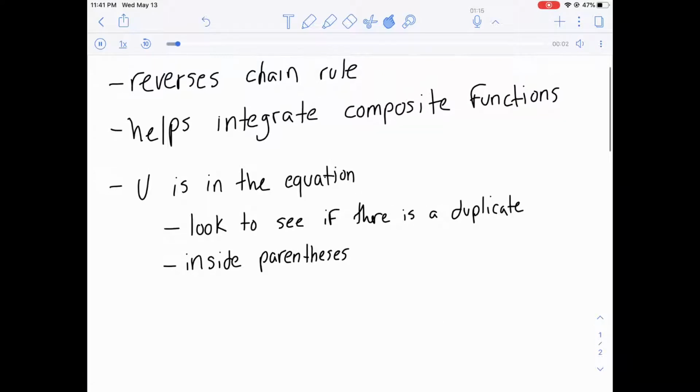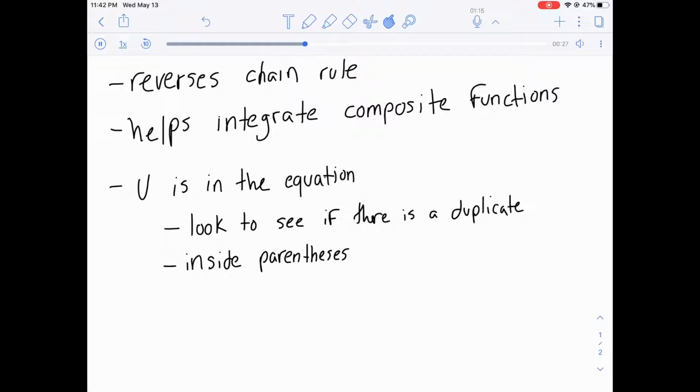So the goal of U substitution is to reverse the chain rule, and it also helps us integrate big composite functions with tons of variables in them. And so one of the biggest questions that comes up when doing a U substitution problem is figuring out what U to use.